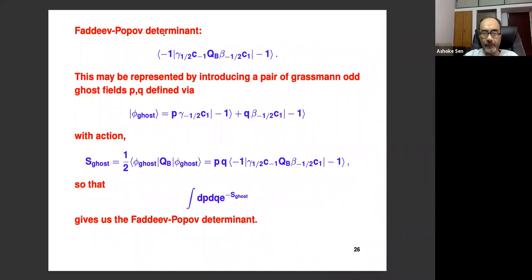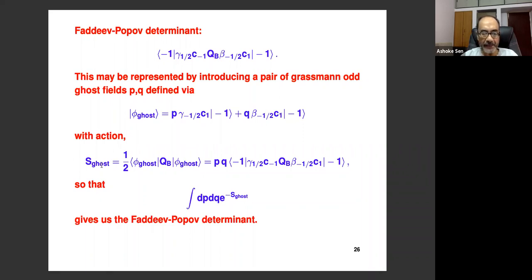Okay, but before I do that, I want to write this in terms of the Faddeev-Popov ghost integral. So this is a Faddeev-Popov determinant which you want to multiply the path integrand by, right? But the way we will represent it is that we will introduce a pair of Grassmann odd ghost fields P and Q. Write phi ghost as this. You can see that this is ghost number 0, this is ghost number 2. So you have gone beyond what the original classical string fields were.